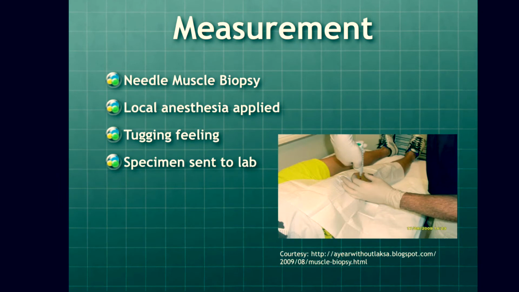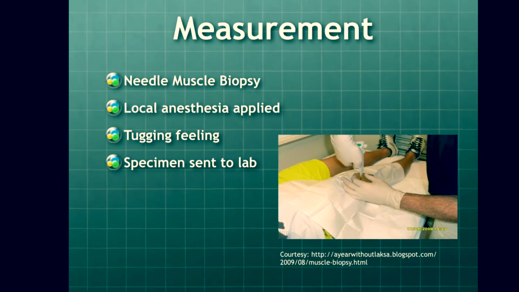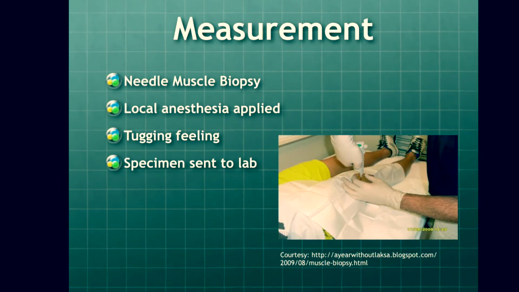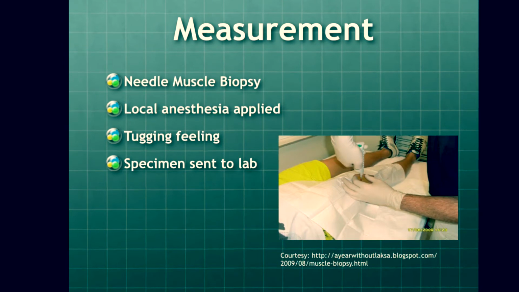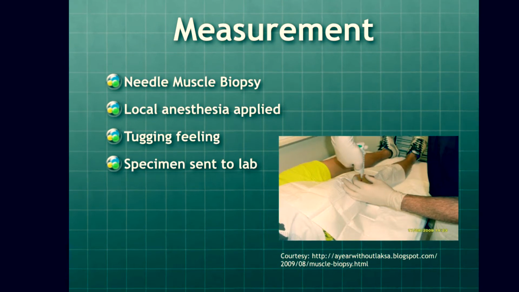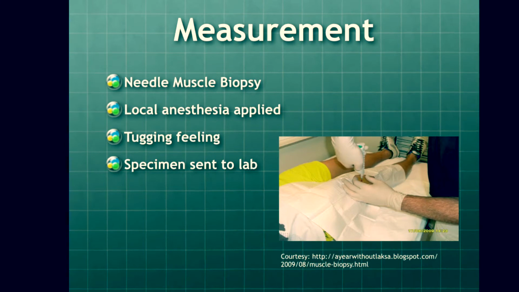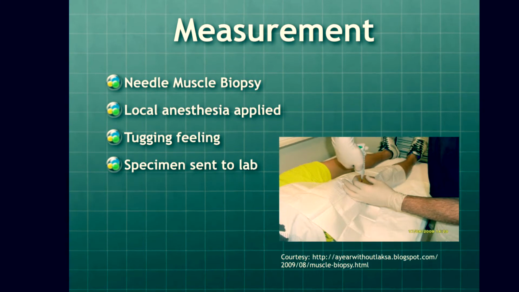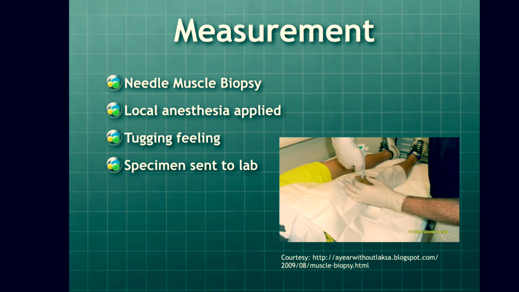And that leads me into measurement, how we actually measure and analyze muscle fiber composition. So basically what happens is a local anesthesia is applied to a certain muscle, and for a lot of researchers, in a lot of the studies that I found, they use the vastus lateralis.